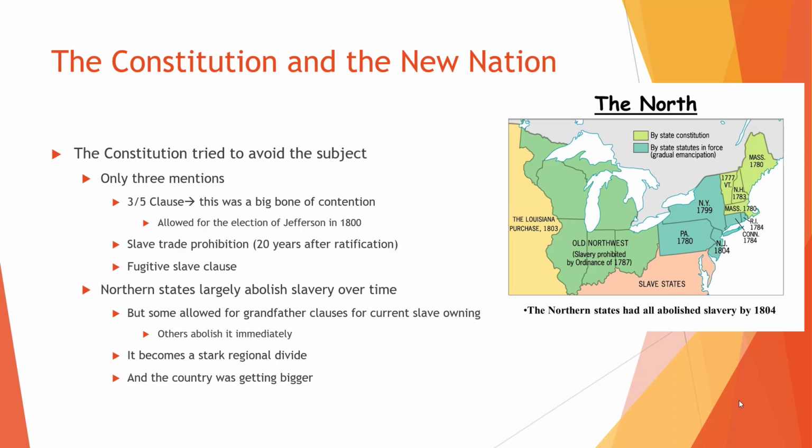Slavery in the Constitution. There's only 3 mentions of it. The 3/5 clause. This was a big bone of contention. And in fact, because of the 3/5 clause, it allowed Jefferson actually to win the election. You're probably thinking, well, what do I mean? Well, it was the extra electoral votes that slave states got because of their slaves that gave him the margin over John Adams.